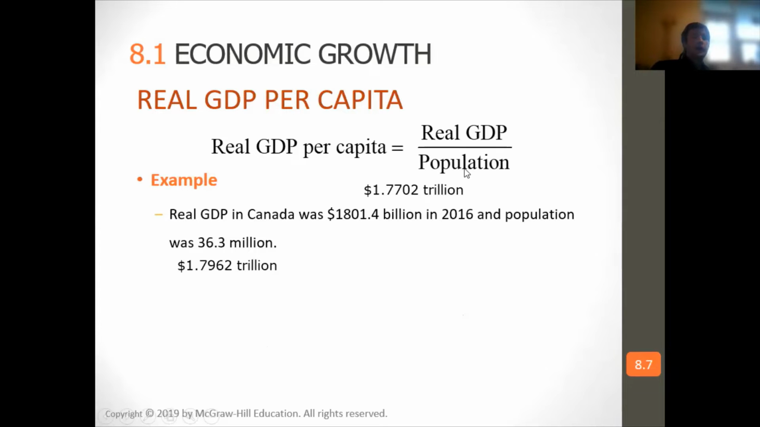So then economic growth, real GDP per capita, equals real GDP divided by population. For example, real GDP in Canada was 1,801.4 billion in 2016, and population was 36.3 million. How would you calculate real GDP per capita in this example?